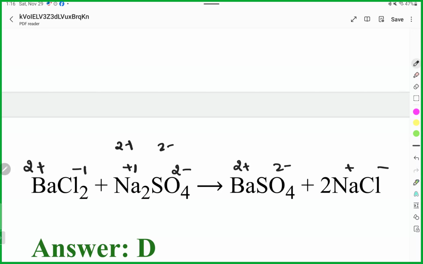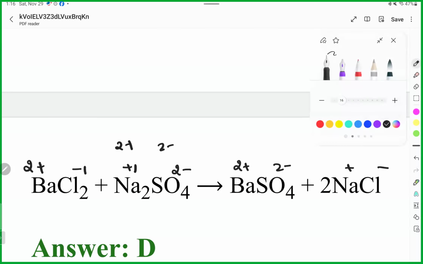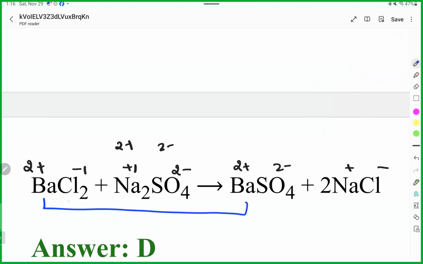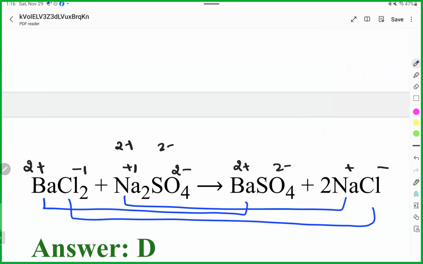Is this oxidation reduction? No. Why? Because the oxidation number is not changing. Here from +2 to +2, -1 to -1, +1 to +1, -2 to -2. No change in the oxidation number, so no oxidation, no reduction.